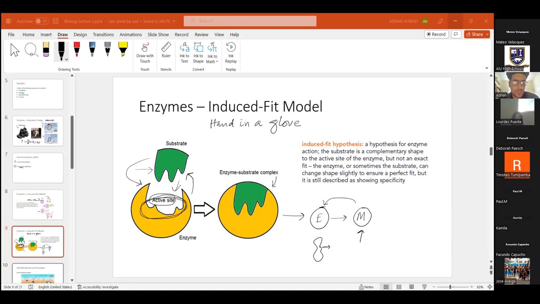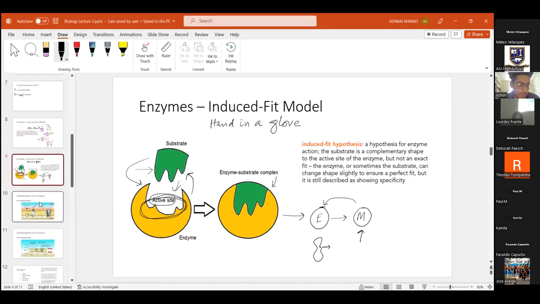Okay, so we are moving on to the next topic, and that is cell membranes and transport.